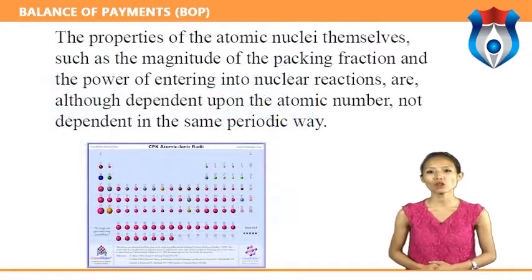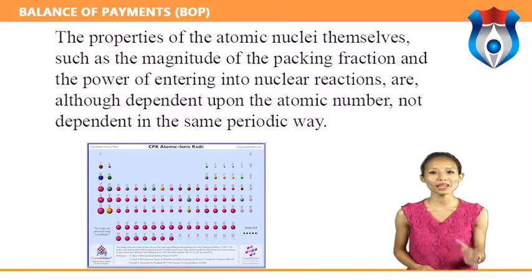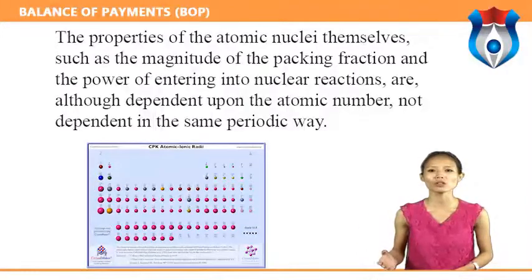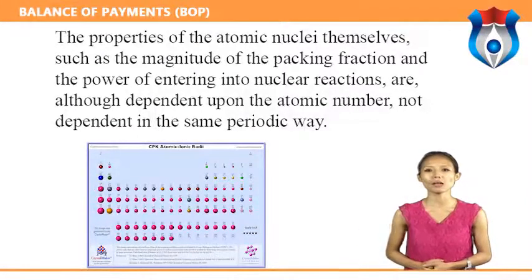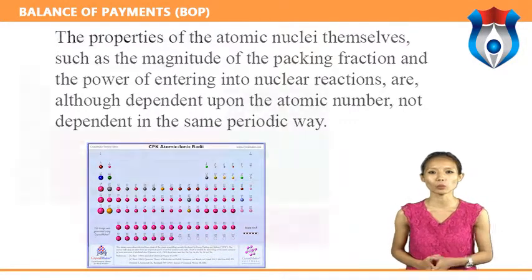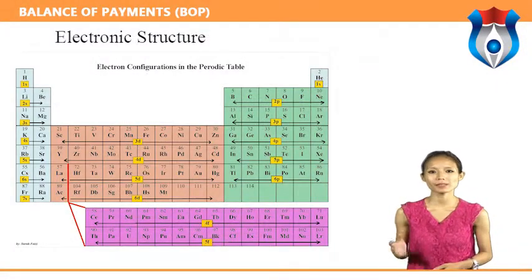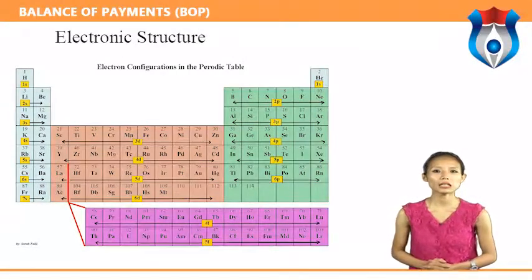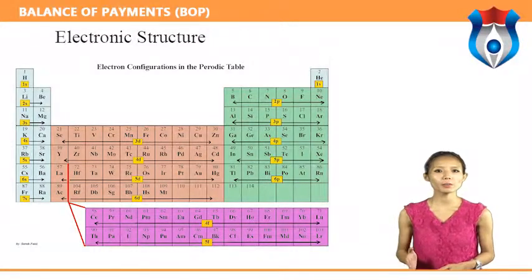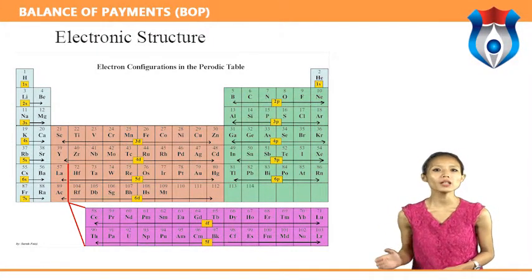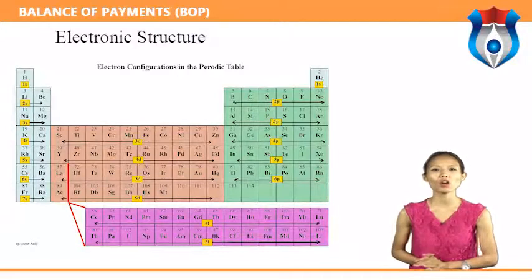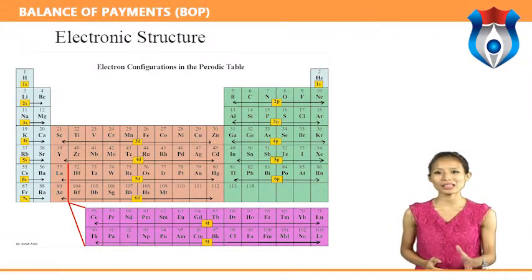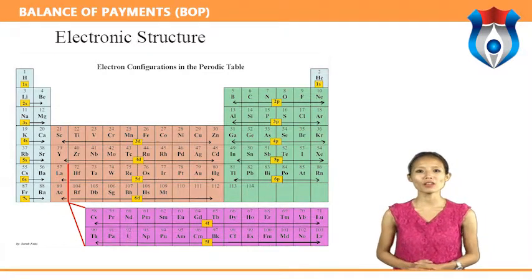The properties of the atomic nuclei themselves, such as the magnitude of the packing fraction and the power of entering into nuclear reactions, although dependent upon the atomic number, are not dependent in the same periodic way. The basis of the periodic system: electronic structure. The noble gases helium, neon, argon, krypton, xenon and radon have the striking chemical property of forming few compounds. This property would depend upon their possessing especially stable electronic structures.